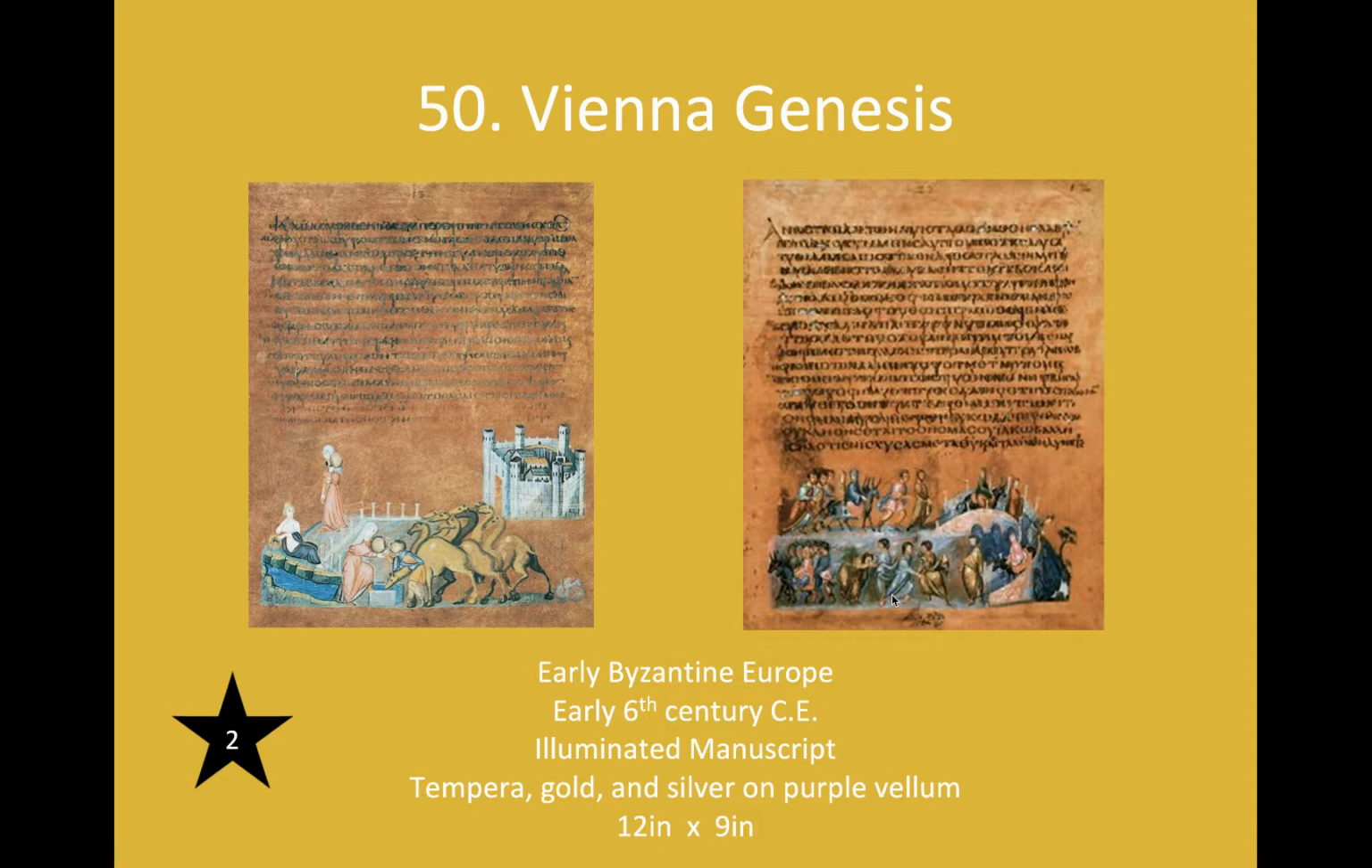So here we're looking at the book of Genesis. It's called Vienna Genesis because that's where it exists, where it was moved to. So there you go. It is the early Byzantine Empire, so the early 6th century, which means the 500s, okay? And it's called an illuminated manuscript.